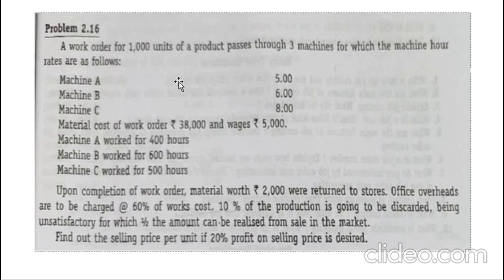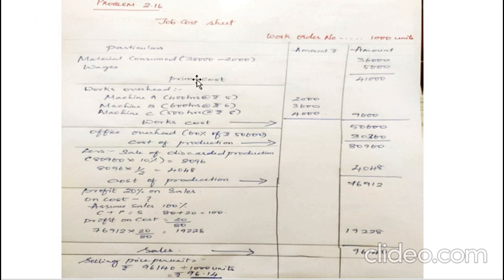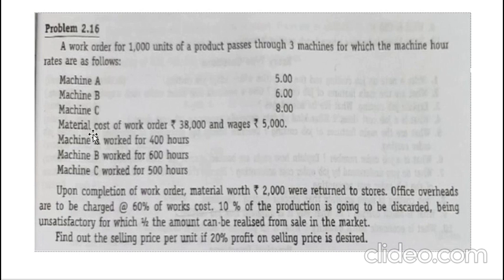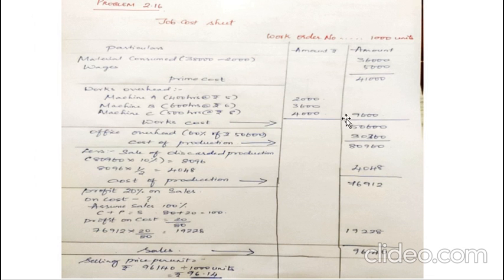Next for machine B, the rate is 6 and the hours are 600 hours. So 600 into 6, which will give you 3,600. Then for machine C, rupees 8 and the number of working hours is 500. So 500 into 8, which will give you 4,000 for machine C. So the total of 2,000 plus 3,600 plus 4,000 will give you 9,600. So your prime cost plus your works overhead will give you your works cost. So you add 41,000 plus 9,600, you will be getting 50,600.